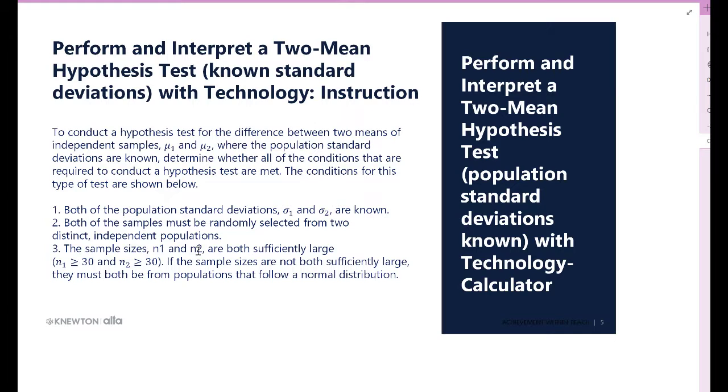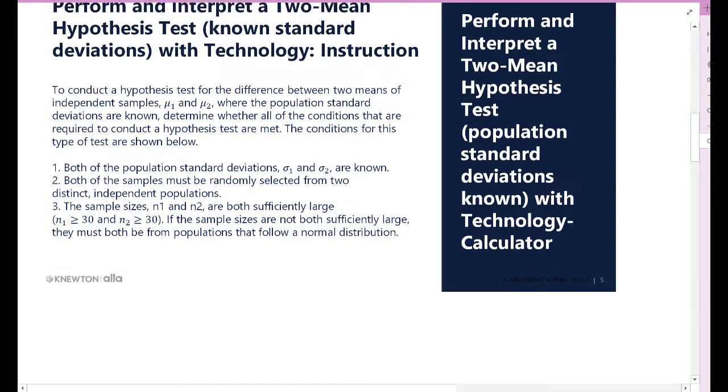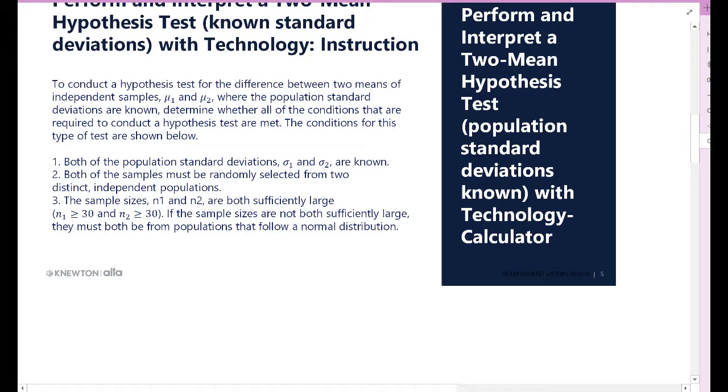All right, so when it comes to how to do a two-mean hypothesis test for independent samples, we're going to have two options. I'll come to the conditions in a second. You're going to use something either called a two-sample z-test, or you're going to use something in the calculator called a two-sample t-test.